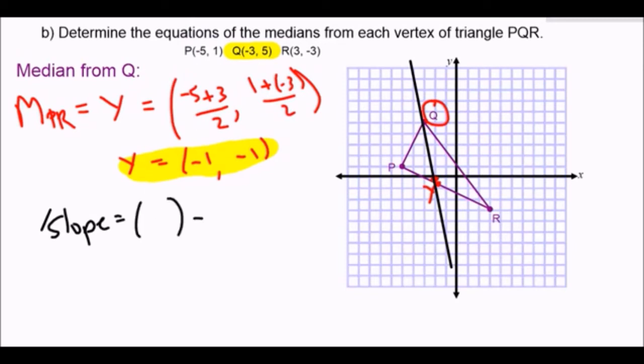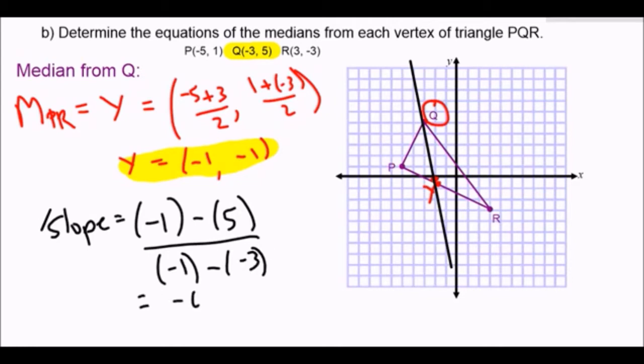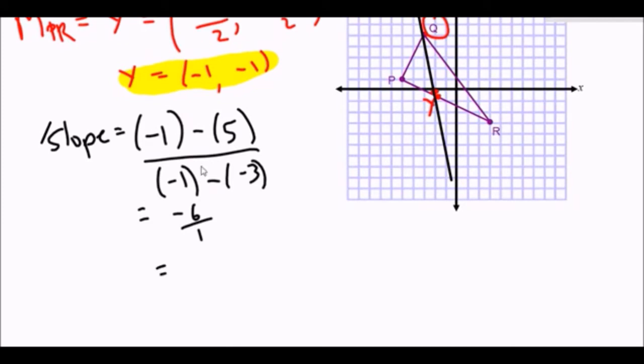So I need to calculate y2 minus y1 over x2 minus x1. So I'll do negative 1 minus 5 over negative 1 minus negative 3. So I get negative 6, negative 1 plus 2, negative 6 over 1. So I get a slope of, oh wait, hold on, let me do my math correctly. Negative 1 plus 3 is actually 2. So I get a slope of negative 3. So right now, this is what I know about that median line. And now I need to find this b value.